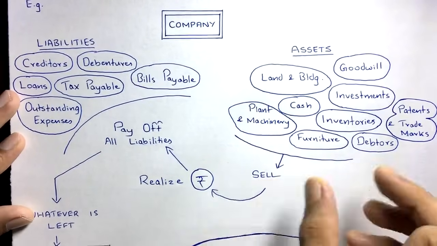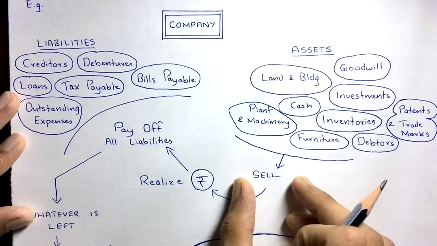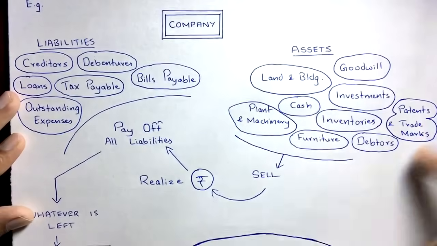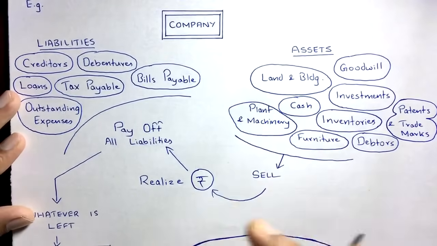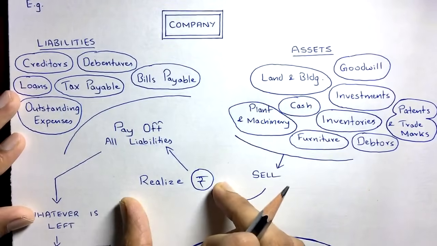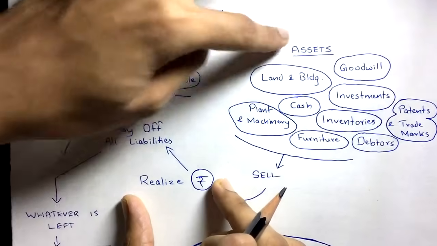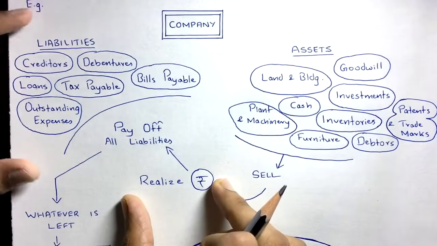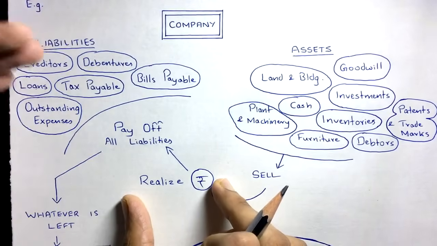This is not the liquidation chapter, we are not selling off the assets. I'm just saying that we are going to find out the realizable value of the asset, how much value the company will get. And then from that realizable value of assets, we are going to deduct all the liabilities, all the outsider liabilities.